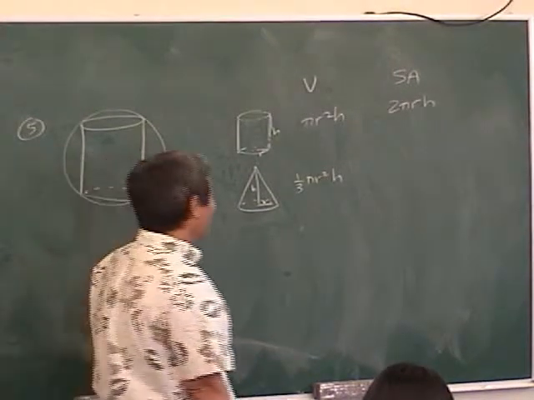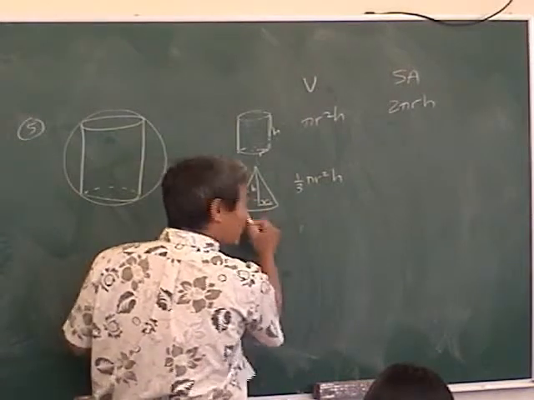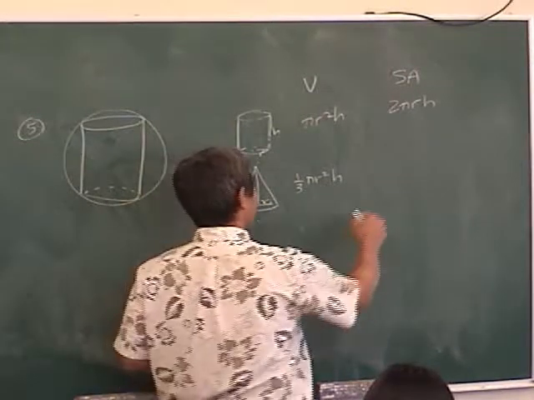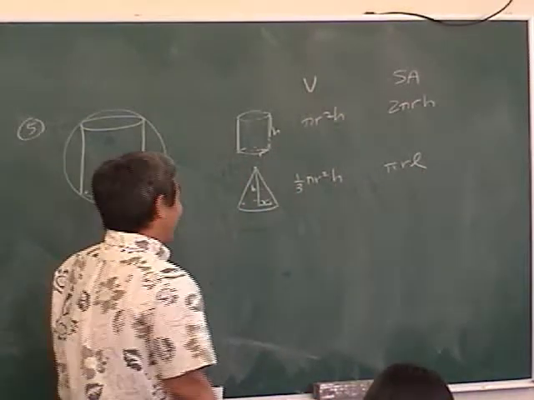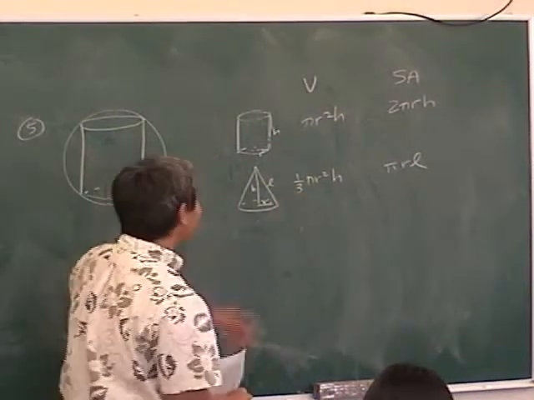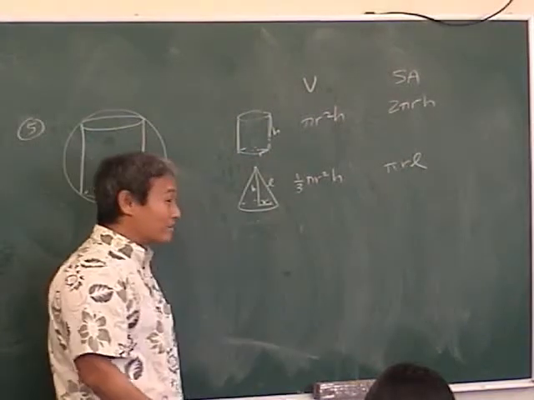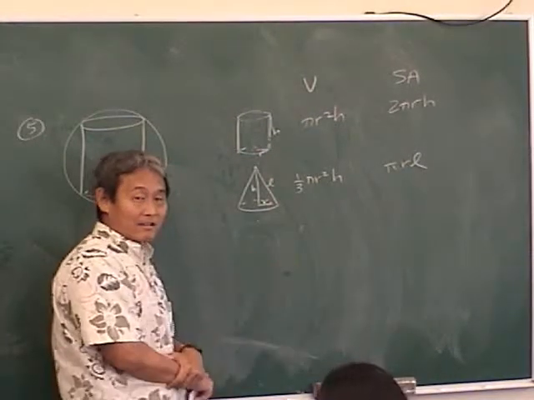Yes. Oh, now what about the surface area, which doesn't include the bottom? What's the surface area? I'll just tell you, pi r L. What's L? L is the slant height. All of these things are in the inside cover of your Algebra 2 book. It's all there.